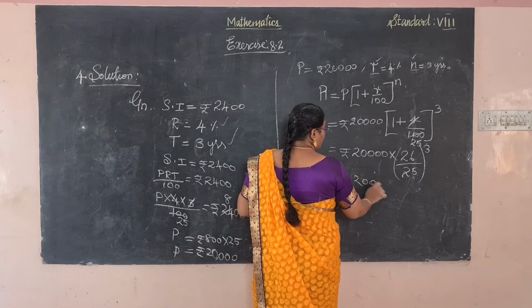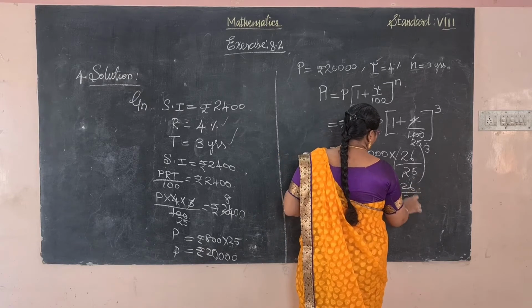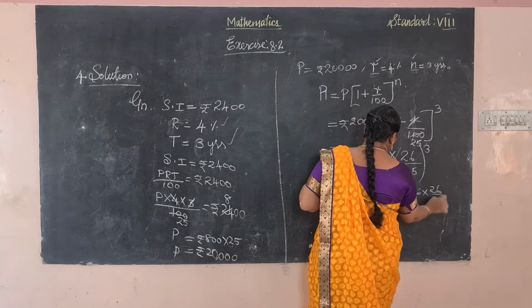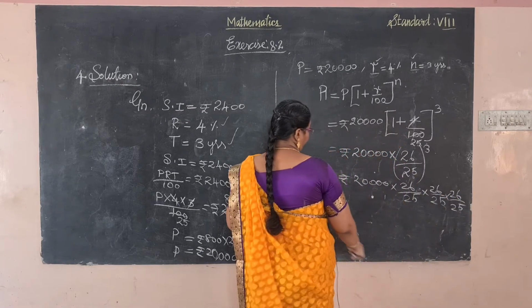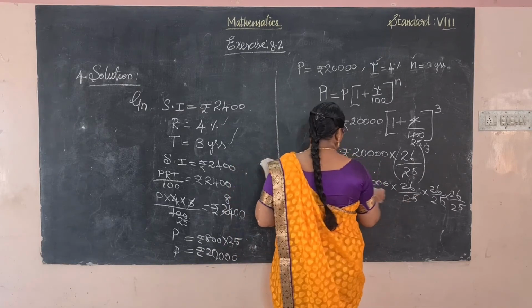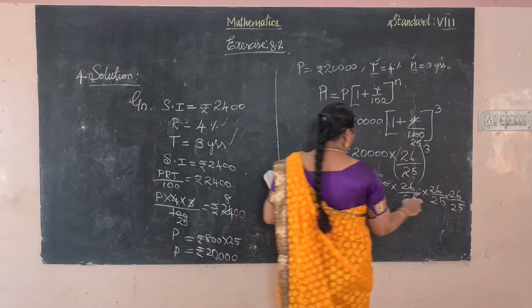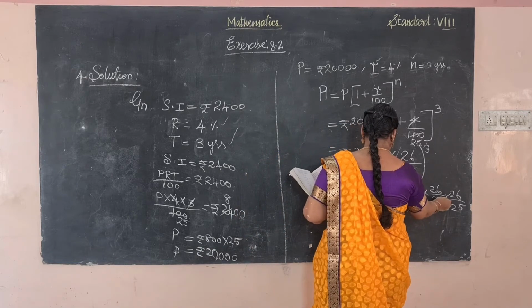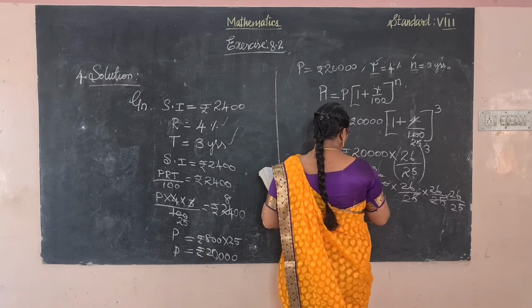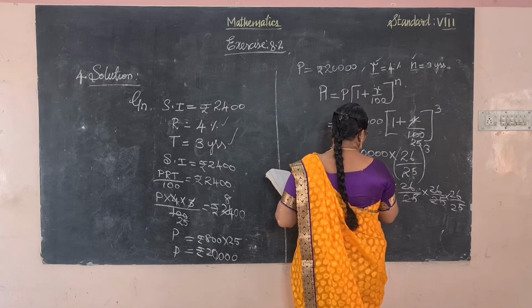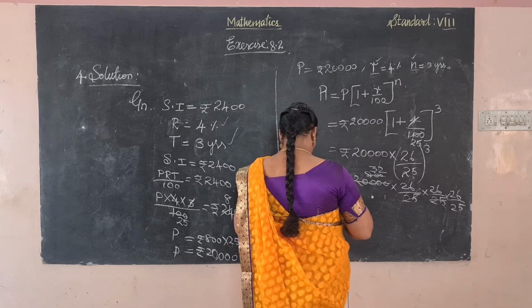Rupees 20,000 into 26 by 25 into 26 by 25 into 26 by 25. 25 8s are 200. Again, 3s are 25, 3s are 70, 5 remaining, 5, so 50 2 times.